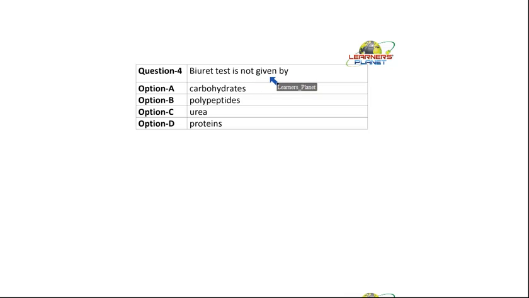Biuret test is not given by... First of all, what type of compounds show Biuret test? Remember students that Biuret test is given by proteins, right? So your Biuret test is the test for proteins. Do you know what is this test?